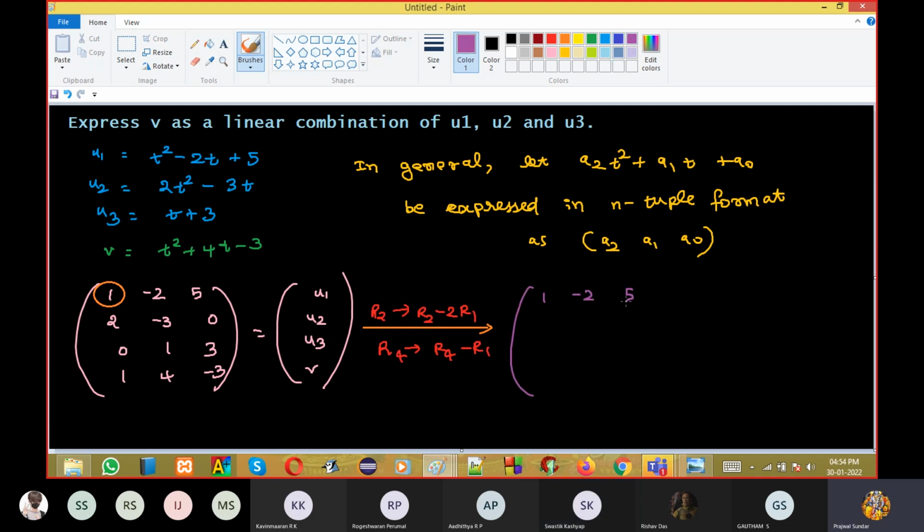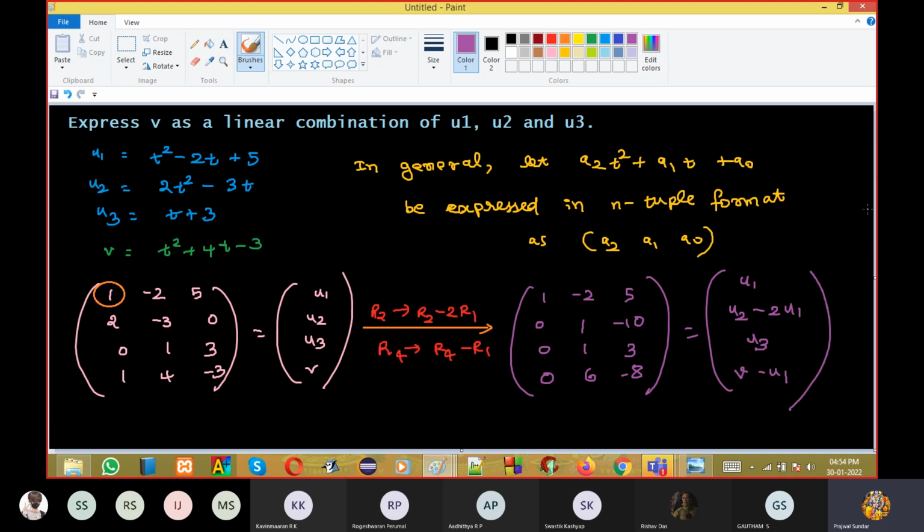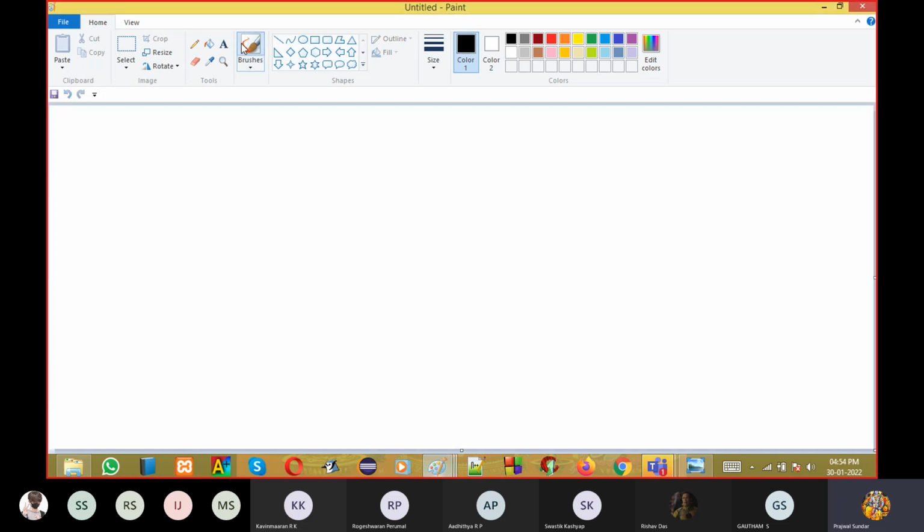So what we'll do? 1, -2, 5. This will be 0, 1, -10. This will be 0, 1, 3. This will be 0, 6, -8. This will be equal to u1, the second row u2 minus 2u1, the third row is u3, the fourth row is v minus u1. That's it. See how simple it is. Next, which is the pivot? I am keeping this as pivot and I am performing row operations. What are the operations? Just tell fast.